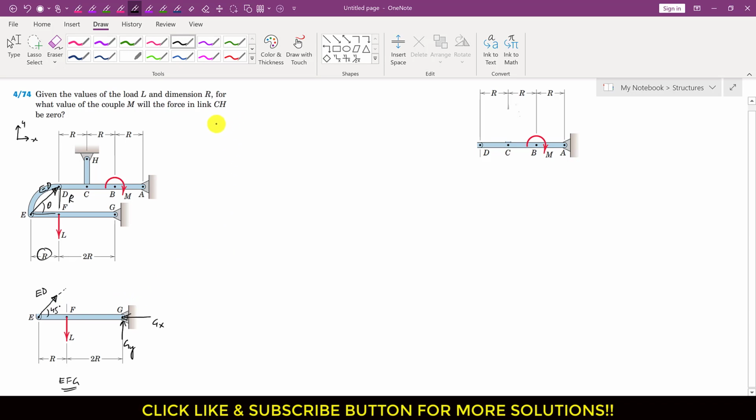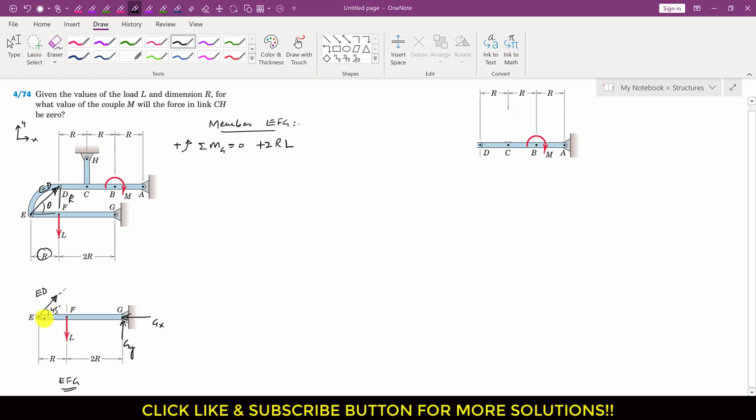Now if we consider member EFG and apply the summation of moments about point G equals 0, then this equation will give us this ED force in terms of the L and R dimensions. Let's say that the counterclockwise moment is positive. As we can see, this L force is producing a counterclockwise moment about this point G. So I will write L, and the perpendicular distance of this L from point G is 2R, so I will multiply this with 2R, and this is producing the counterclockwise moment.